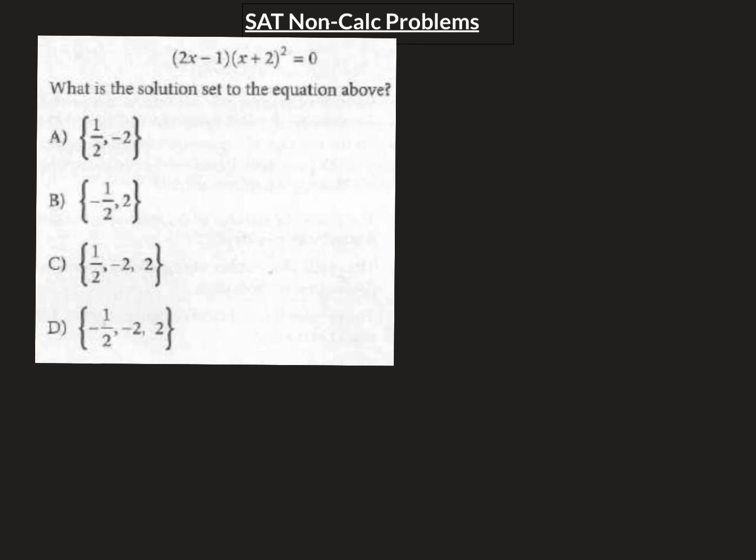Hey everyone, in this video we'll be going over some SAT non-calculator problems. So problem number 1 is (2x minus 1)(x plus 2) squared is equal to 0. What is the solution set to the equation above?